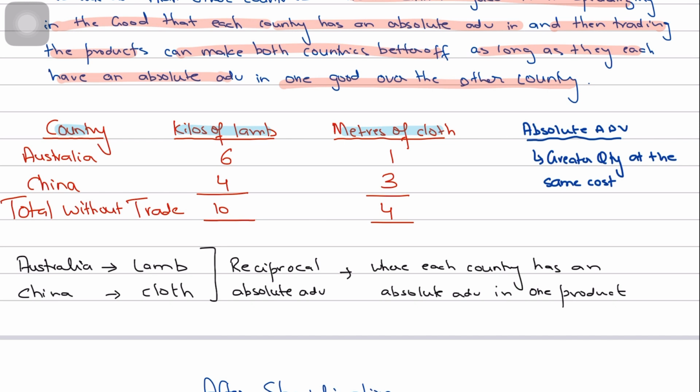Now basically, as far as lamb is concerned, we can see that Australia can produce 6 kilos of lamb and China can only produce 4 kilos of lamb, right? While on the other hand, if you look at cloth, then Australia can produce only 1 meter of cloth while China can produce 3 meters of cloth. Now, to see which country has an absolute advantage in what product, I need to see which country can produce a greater quantity at the same cost. We are assuming that the cost is the same, right?